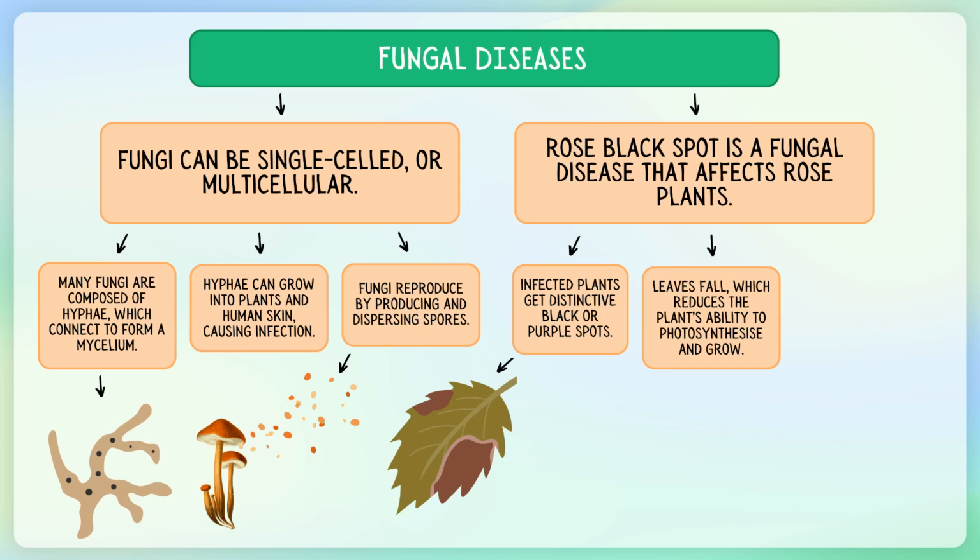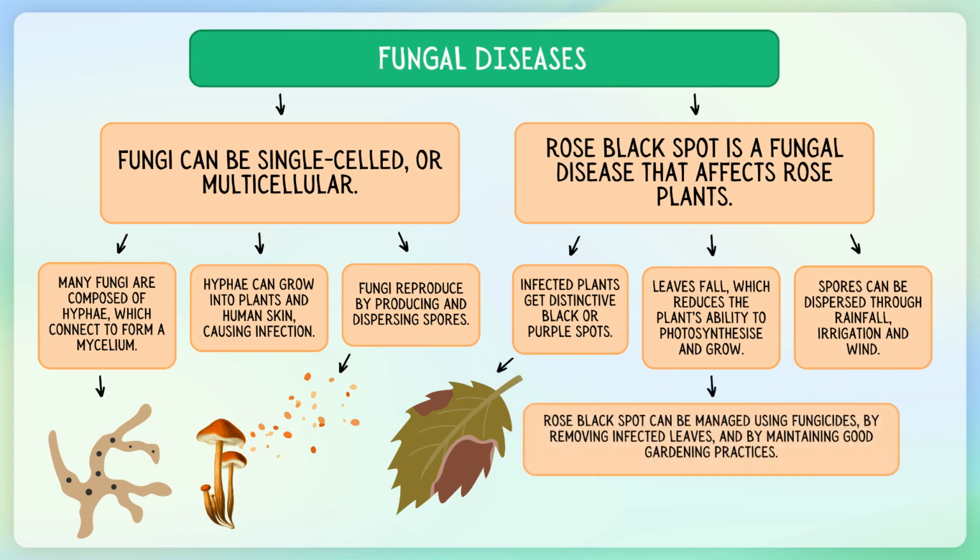The disease spreads through spores carried by water or wind, and it can be managed through the use of fungicides, removing infected leaves, and practicing good gardening habits. By understanding rose black spot and how it spreads, we are better equipped to protect rose plants from this damaging fungal disease. This knowledge underscores the broader topic of infection and response, illustrating how different strategies are employed to control fungal diseases and protect plant health.